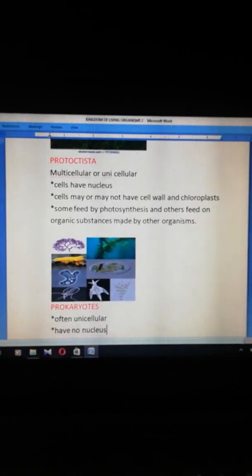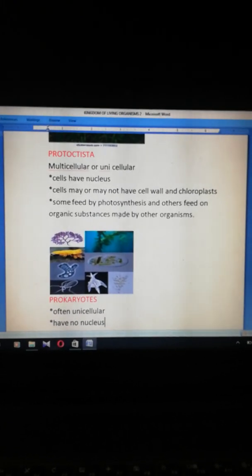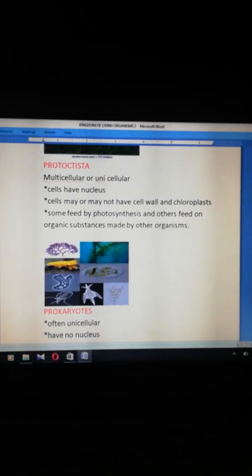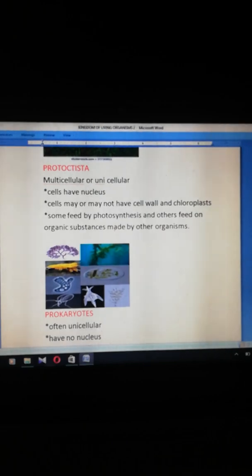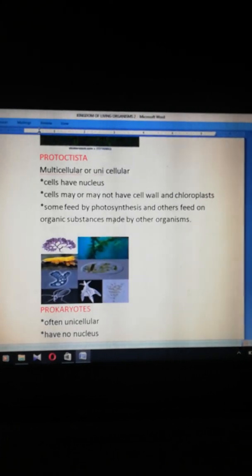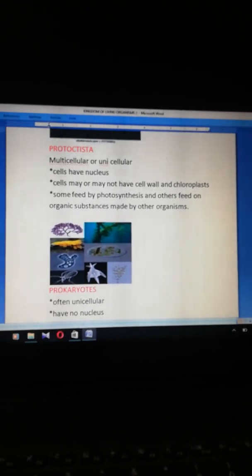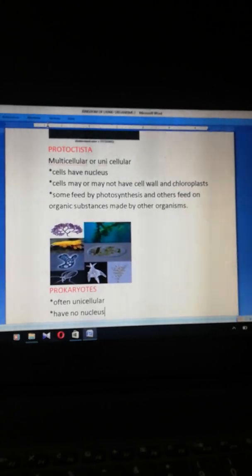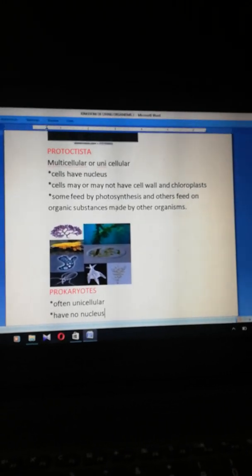Next, Protista. The kingdom Protista contains quite a mixture of organisms. They all have cells with a nucleus, but some have plant-like cells with chloroplast and cellulose cell walls, while others have animal-like cells. Without these features, most protists are unicellular, but some, such as seaweeds, are multicellular. Characters of Protista. Protista are multicellular or unicellular. Cells have a nucleus. The cells may or may not have a cell wall and chloroplast. Some feed by photosynthesis and others feed on organic substances made by other organisms.